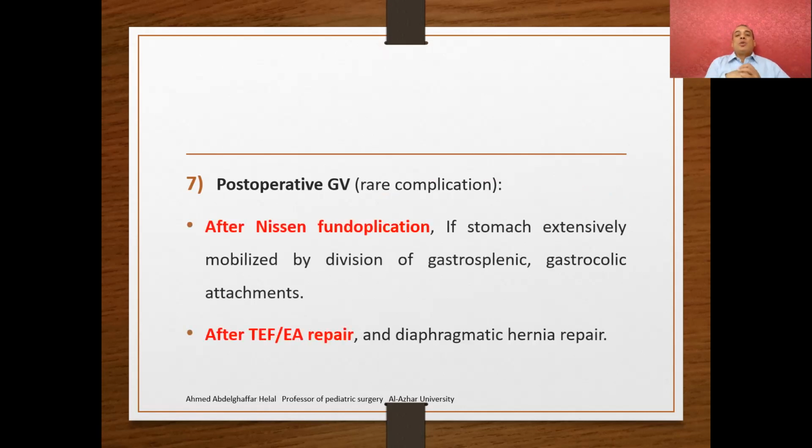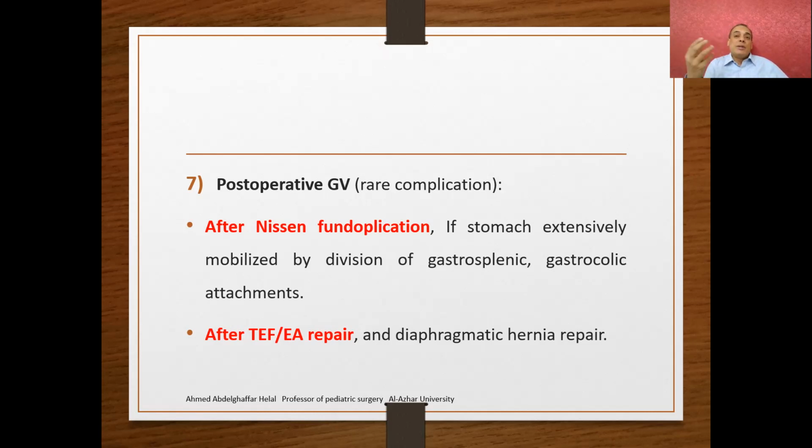The most important item also is post-operative gastric volvulus. However, it is a rare complication. It is reported after some cases of Nissen fundoplication, especially if the stomach is extensively mobilized by division of the gastrosplenic and gastrocolic attachments. So if you remove this ligamentous attachment which fixes the stomach in its position, gastric volvulus may happen post-Nissen fundoplication. Also the same after tracheoesophageal fistula or esophageal atresia repair and diaphragmatic hernia repair.